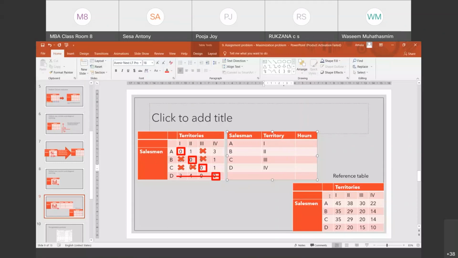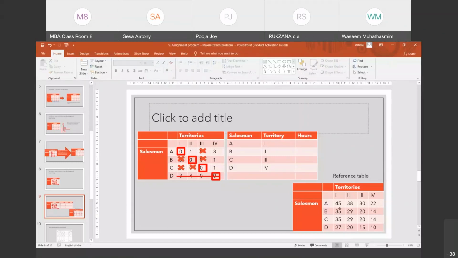Okay, now tell me the corresponding hours from the reference table. This reference table is the table that is given in the question. I just copied that table over here. That's all. There is no other difference. The same table that you see in the question is written here. Okay, so you tell me the values.